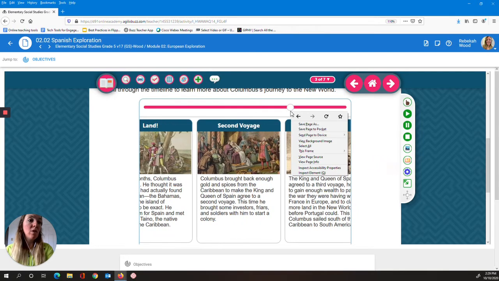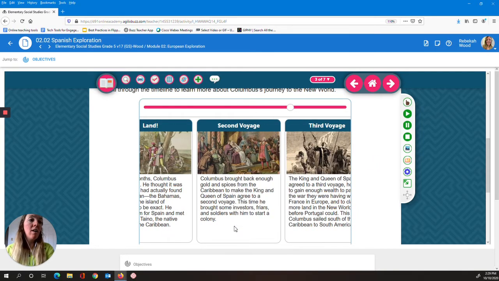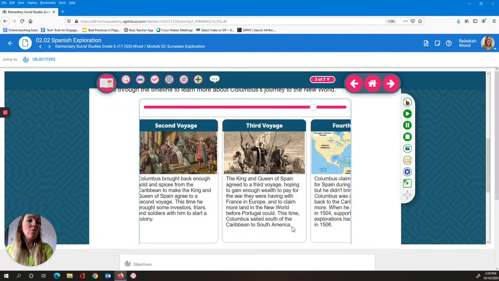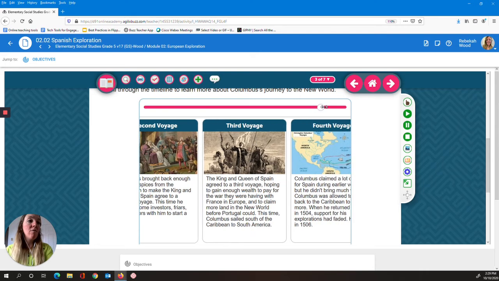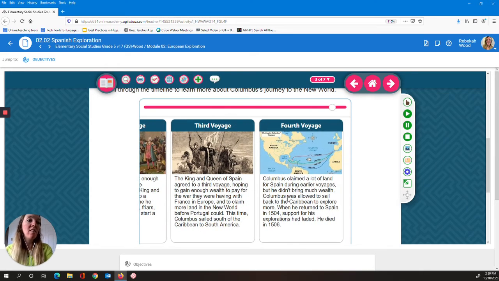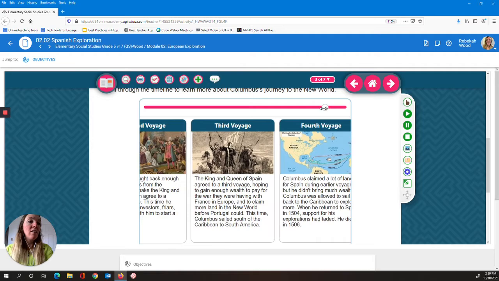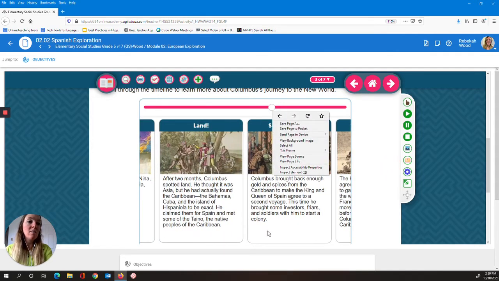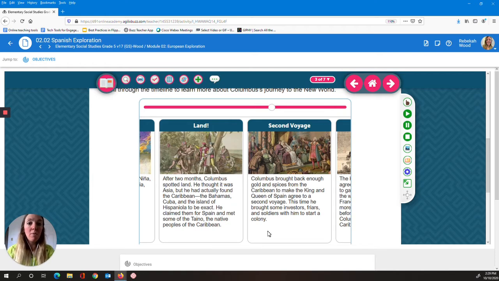He had a second voyage where he brought back more spices and gold, and this time decided to bring people with him to start a colony. Then on his third voyage he went to South America, and the 4th voyage wasn't very successful. After his 4th voyage he ended up dying in 1506. Christopher Columbus was a very important guy in history because of all of these things. But remember, he wasn't the only one that went. There were a lot of people that went with him on those 3 ships and on these voyages.